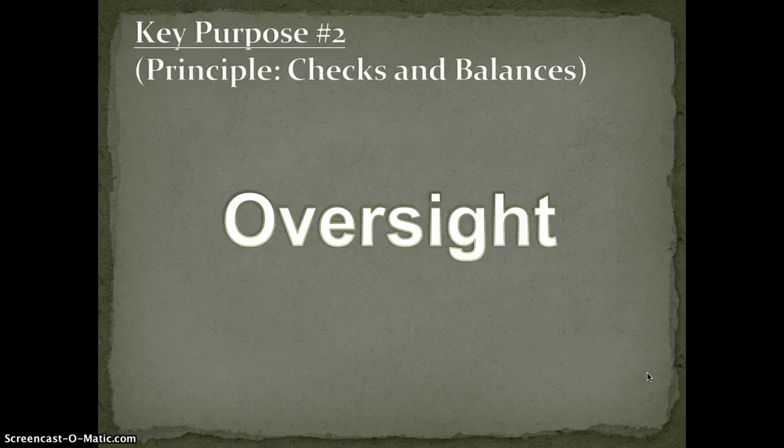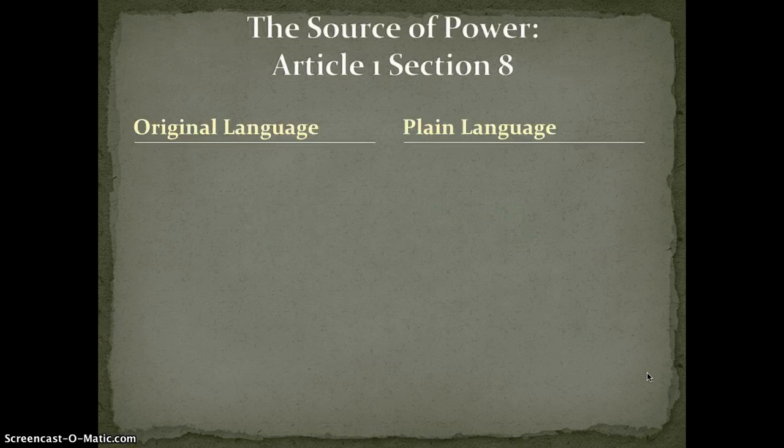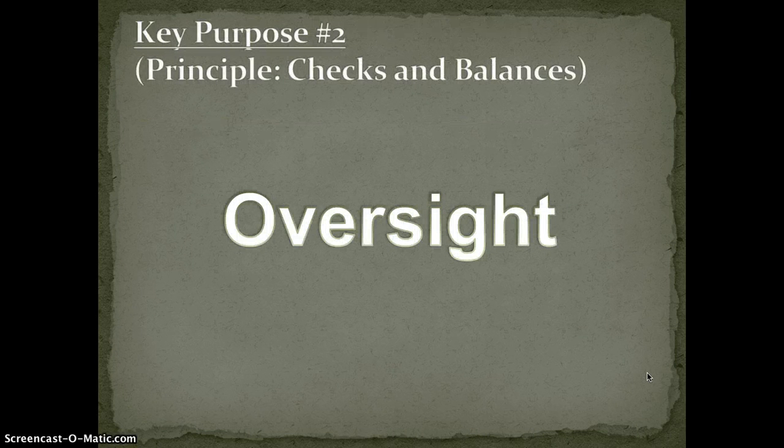Now, when it comes to checks and balances, Congress has the power of oversight. This means that they are watching over the executive branch and the bureaucracy, and they're making sure that the president is enacting their laws fairly. But we'll be getting to that more later.